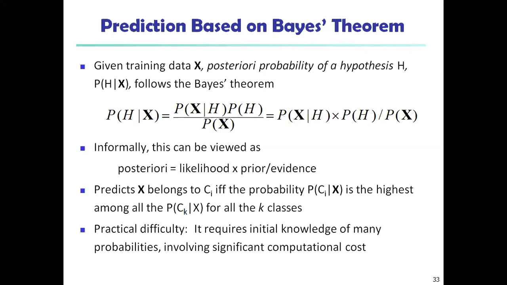Predicts X belongs to Ci if the probability P of Ci given X is the highest among all the P of Ck given X for all the k classes. Practically it is difficult. It requires initial knowledge of many probabilities involving significant computational cost.